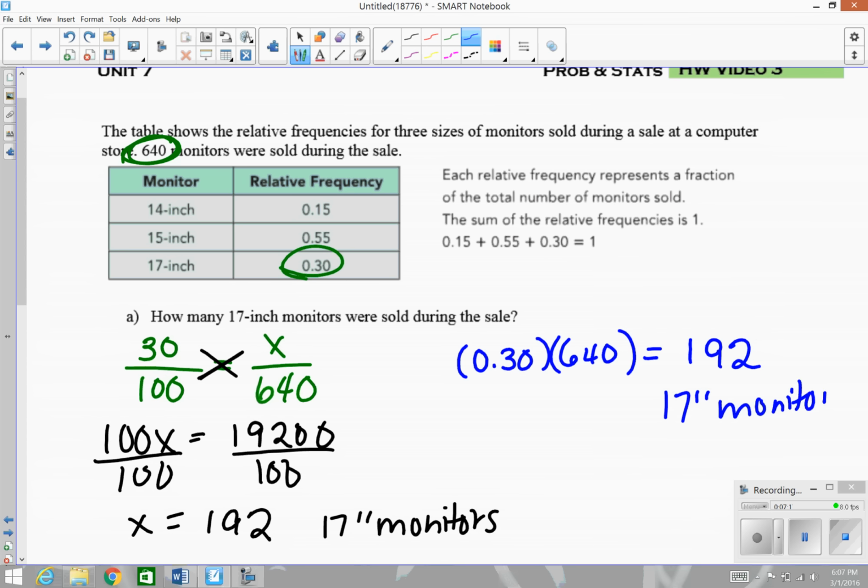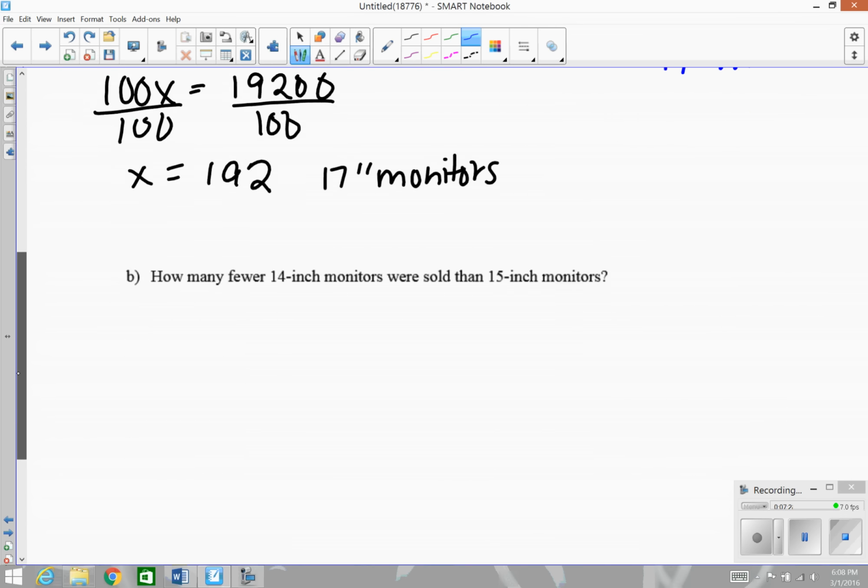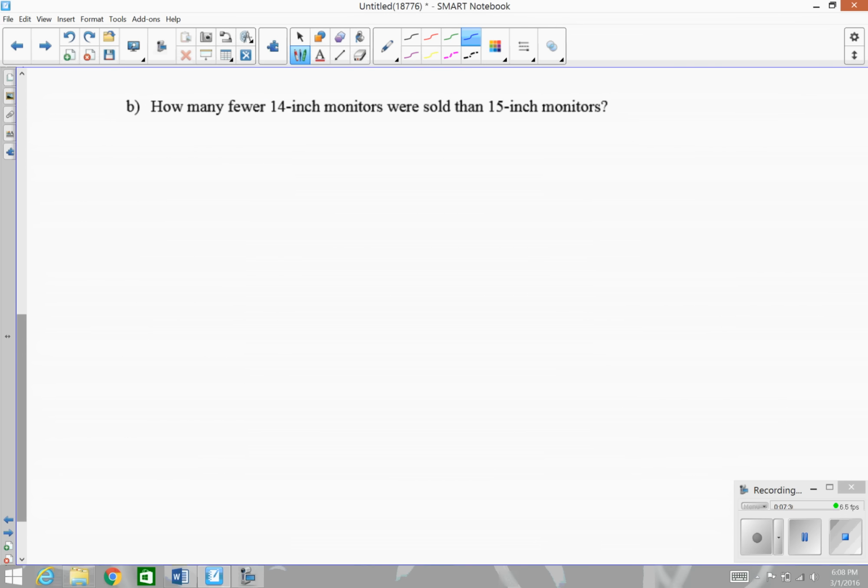Okay, just like we learned in our last unit, you can write a fraction as a decimal and as a percent, and they're all equivalent. So you can use multiple methods for finding that value. Then part B says how many fewer 14-inch monitors were sold than 15-inch monitors. This should be familiar to us from the last page.